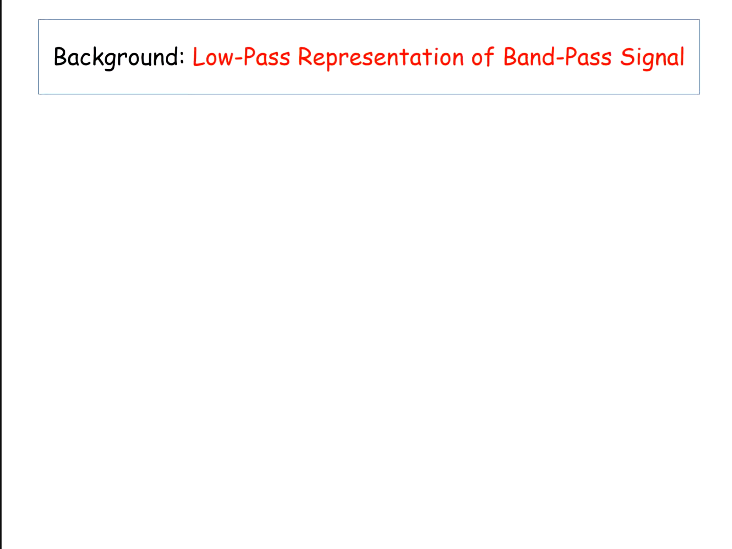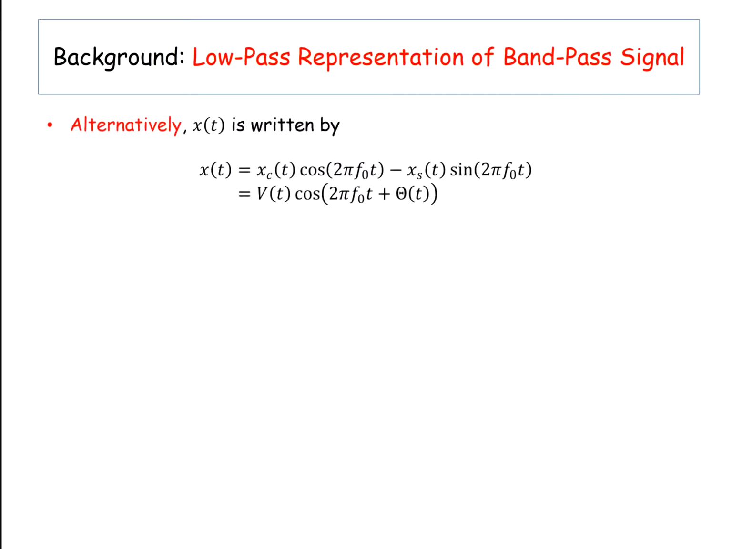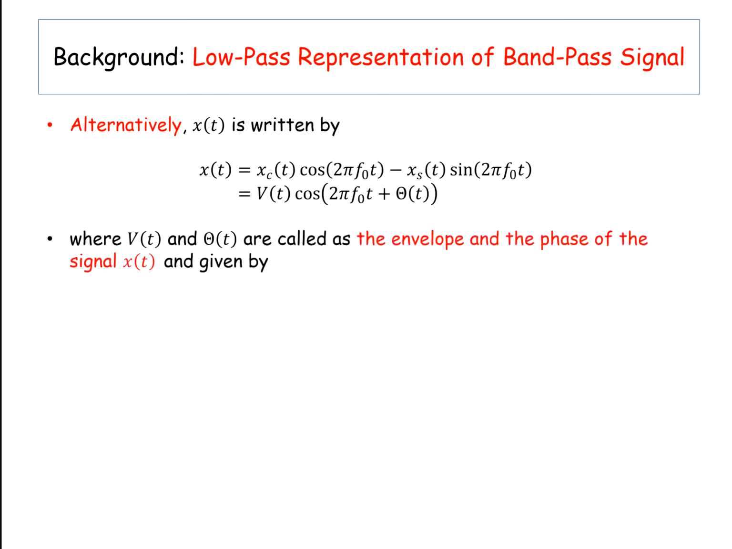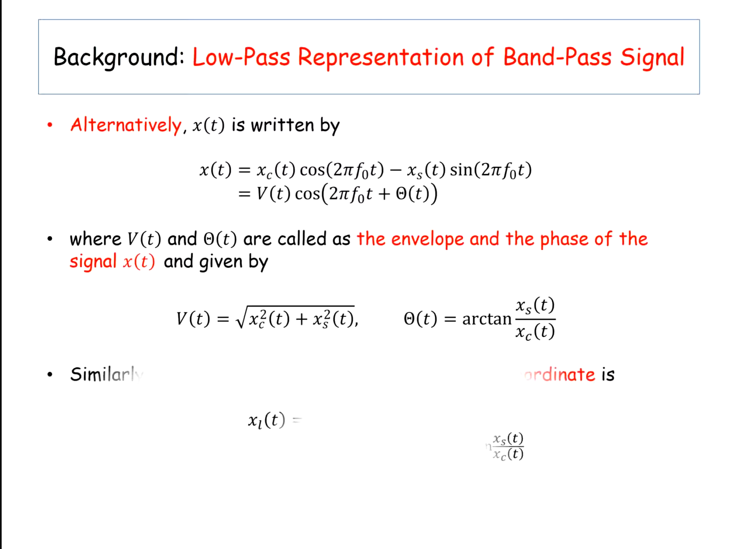Alternatively, the bandpass signal x of t can be written in the following form, where v of t and theta of t are called the envelope and the phase of the signal, and given by. It is important to notice that this expression is useful for the demodulation of the amplitude and frequency modulation methods. Similarly, the low-pass representation is also expressed in the following polar form by using the in-phase and quadrature components.